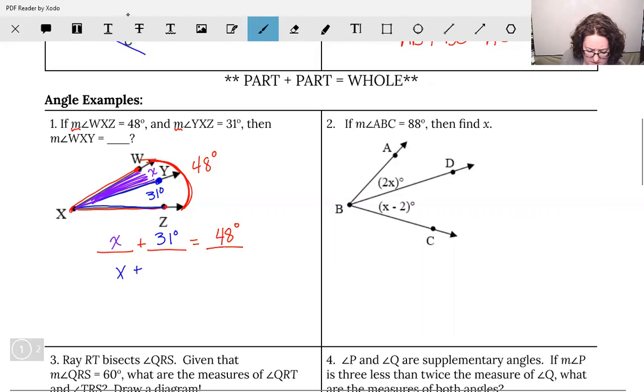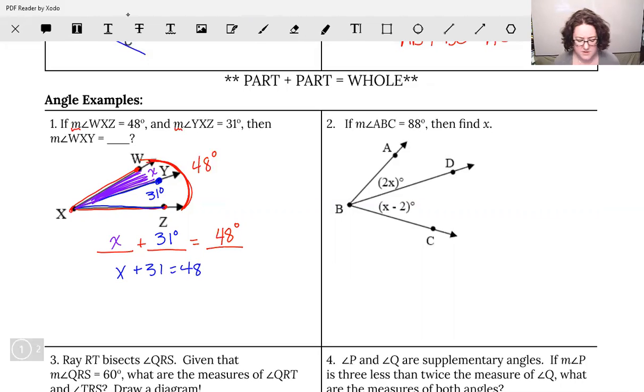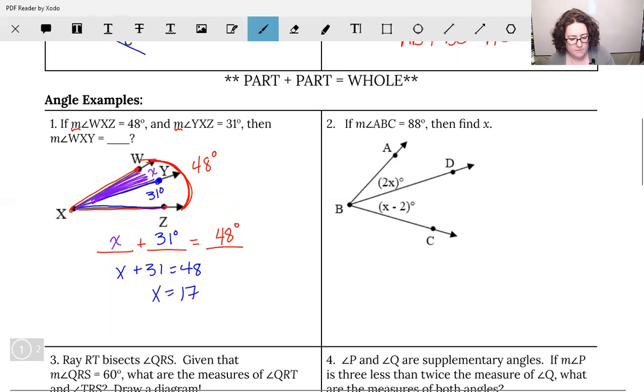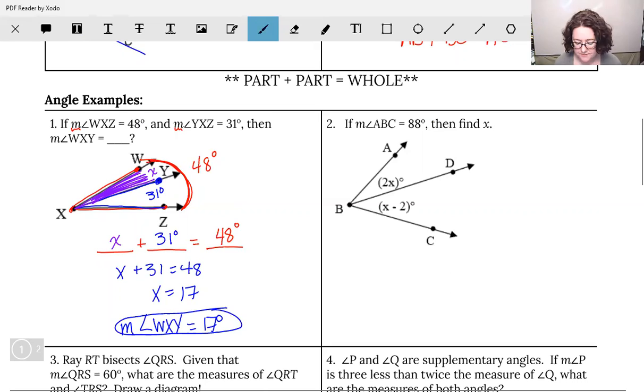So wait a second, that's just an equation. That's like X plus 31 equals 48. So all I need to do to solve for X is do what with the 31? Okay, so let's subtract 31 from both sides. 48 minus 31 gives me 17. So that means the measure of angle WXY is that X value that we solved for. It's 17 degrees. Part plus part equals whole. Always remind yourself of that when you see any of these problems.